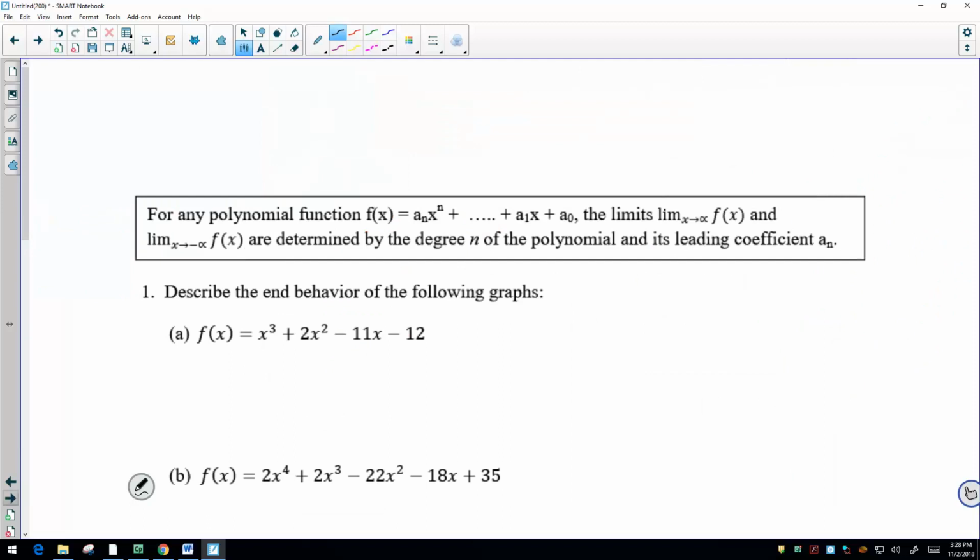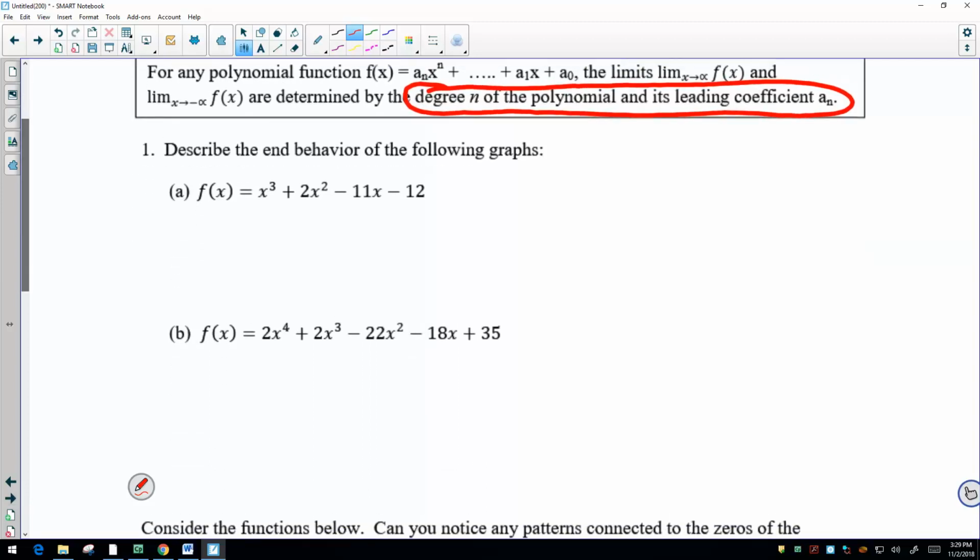So to summarize it on the next page, it's telling us that the polynomial function and the limits that we're dealing with are going to be determined by the degree of the polynomial and its leading coefficient. So I want to look at the degree of the polynomial, again, that's that largest exponent, and its leading coefficient, meaning the very first term, if it's positive or negative. So if we were to look at these next two, we want to describe the end behavior.